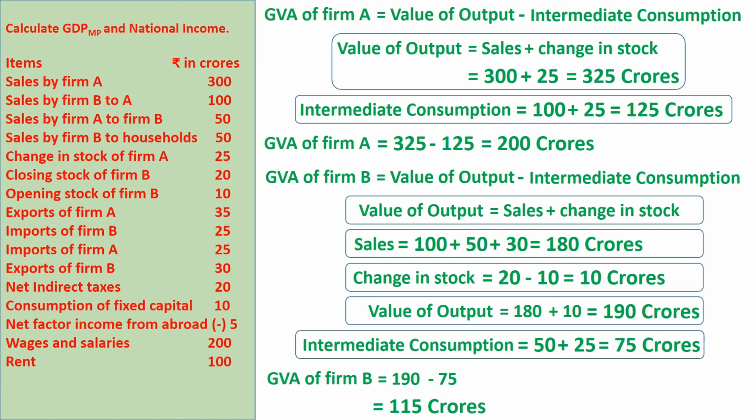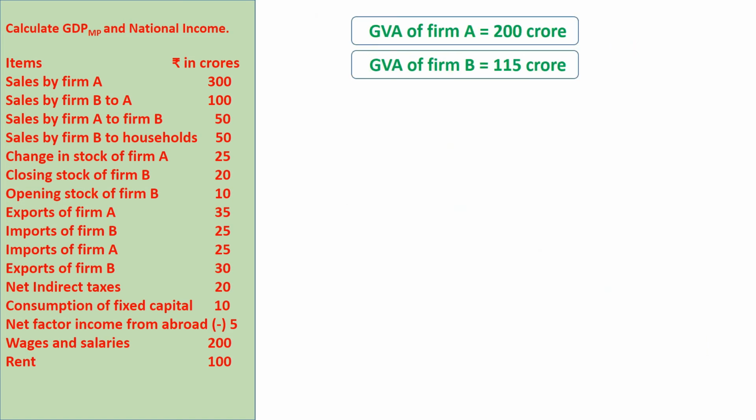You have noticed that we have not included exports of firm A while calculating output value, as total sale of firm A is given and exports are part of total sales. So we should ignore the subpart. But we have included the exports of firm B, as total sales of firm B is not given. So we have to add the subparts of sales. Now we have GVA of both firms.